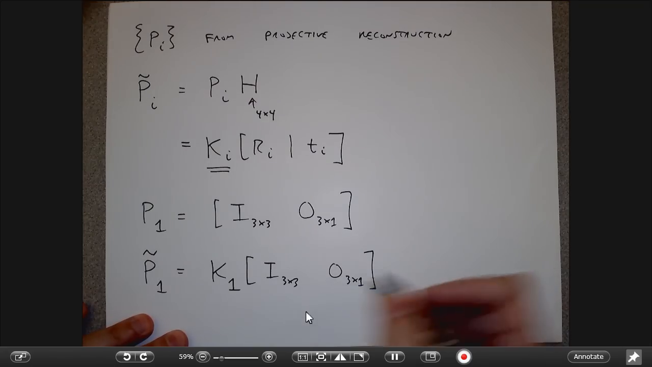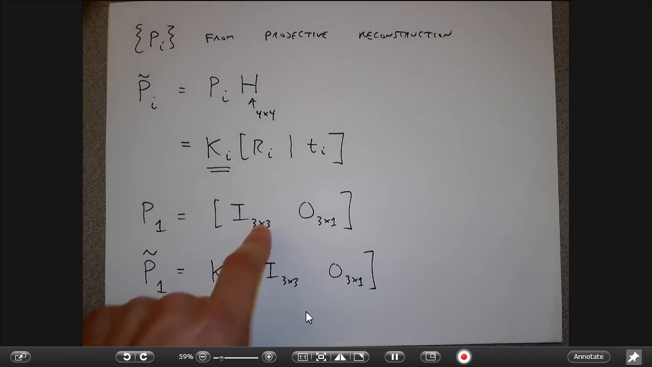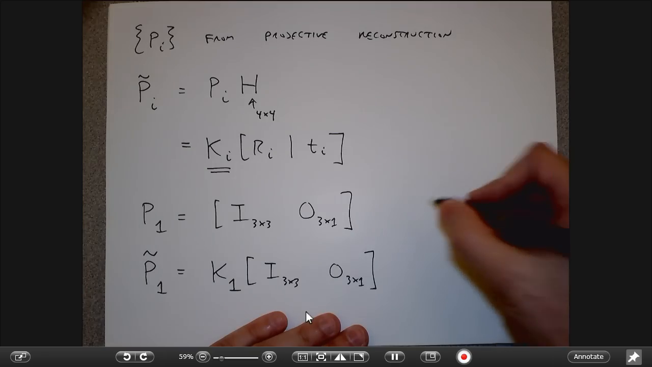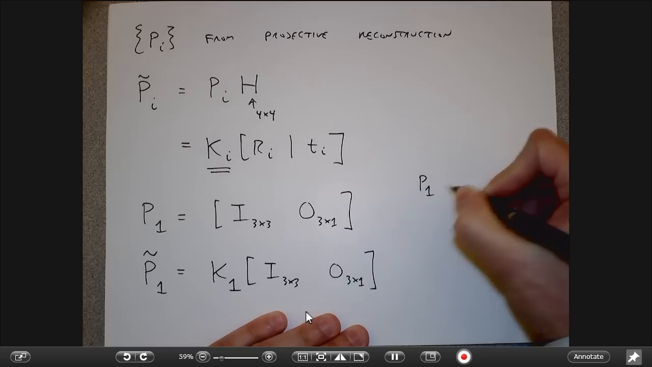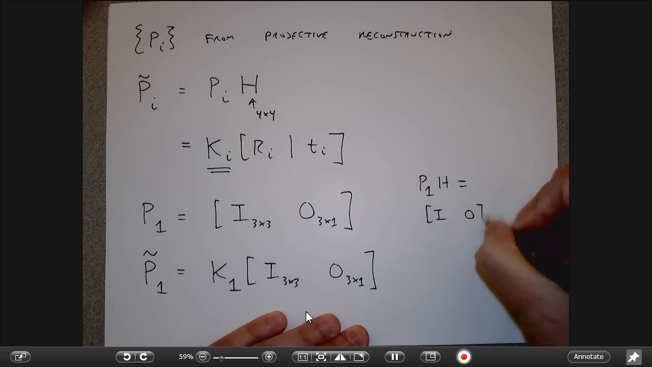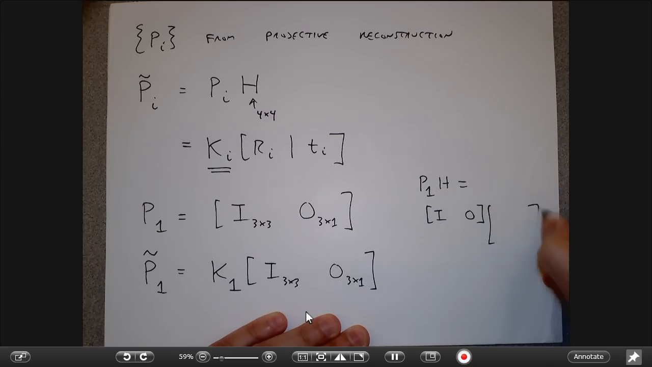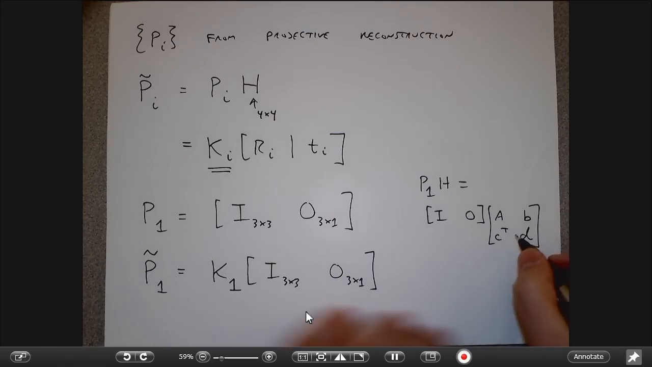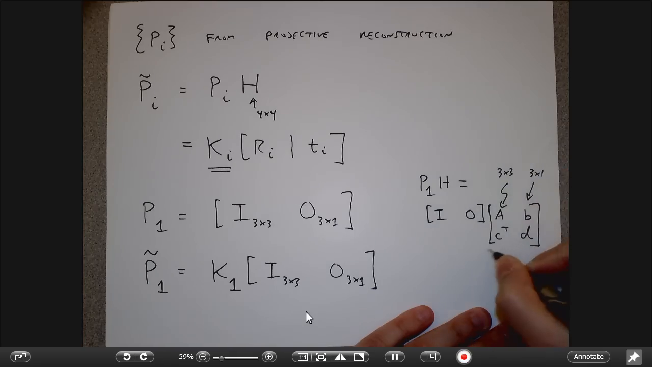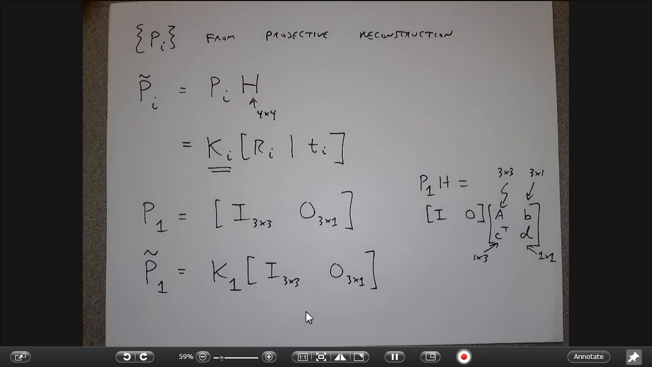So let's think about how this would work. This is like saying that after I apply H, this is going to be the form of my new camera matrix for image 1. So if I have P1H, that's going to be the identity matrix times a 0 matrix, and then I'm going to split H into a little block matrix. Here, this is going to be 3x3, this is going to be 3x1, this is going to be 1x3, and this is going to be 1x1. So I'm taking the 4x4 elements of H and blocking them up so that I can multiply them by this matrix.